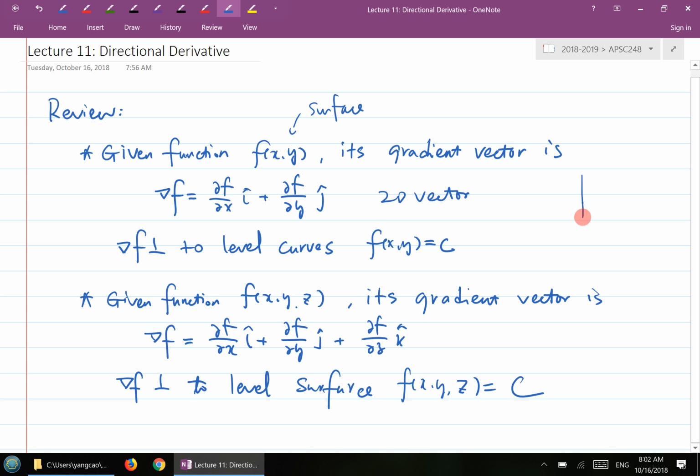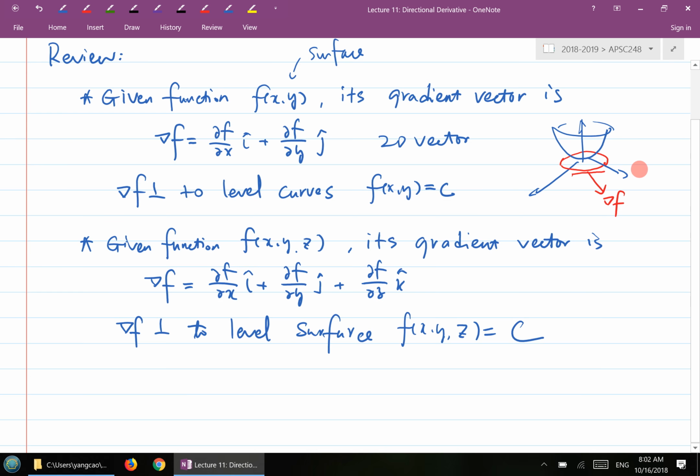So if you have a surface which has certain level curves here, then del f is perpendicular to the level curve at this point, or perpendicular to a tangent line to the level curve. This is equivalent. Now if you have a function of three variables, we can also calculate the gradient vector, but that will give us a 3D vector now.